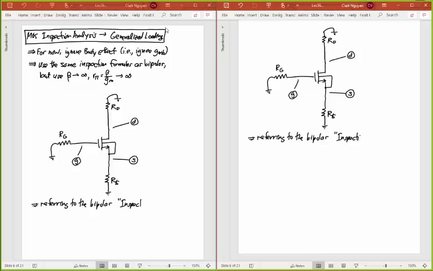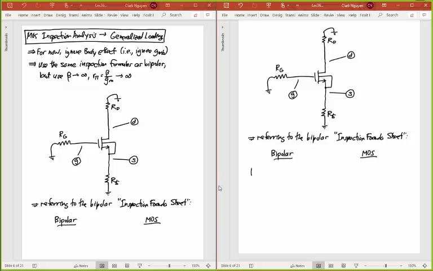which you all have. Okay, and I'm going to make a little chart here. So in the bipolar case, we have an equation, and then from that equation, we should be able to just immediately derive the MOS case.